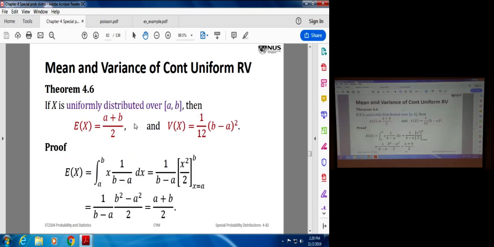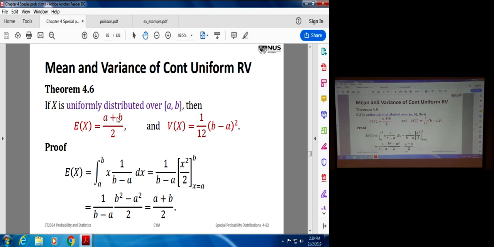And that's exactly what this result says: the expected value of a uniform random variable on the interval a,b is (a plus b) over 2, which is the midpoint of the interval. And the variance is a quadratic in the difference b minus a, so it's (b minus a) squared over 12. We're going to establish these two results. These are fairly straightforward, except for some small tricks with polynomials.